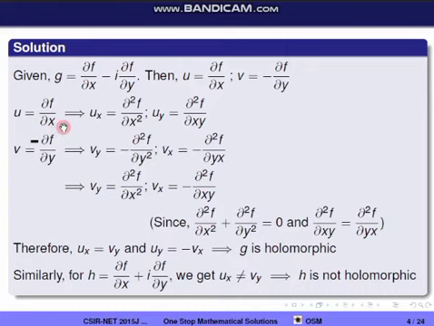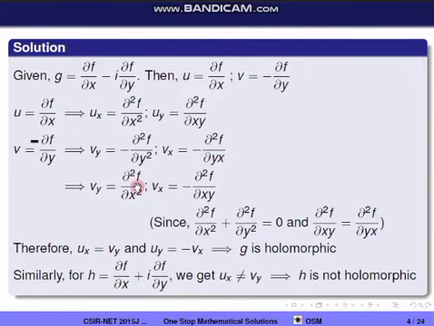Partially differentiating with respect to x, we get ux = ∂²f/∂x², and partially differentiating u with respect to y, we get uy = ∂²f/∂x∂y. Now consider v = −∂f/∂y. Partially differentiating v with respect to y, we get vy = −∂²f/∂y², and partially differentiating v with respect to x, we get vx = −∂²f/∂y∂x.